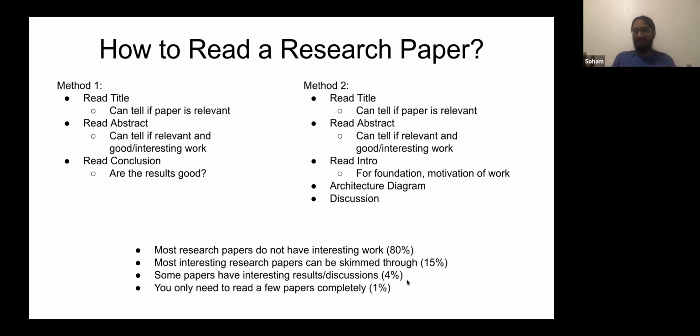Some papers, about 3-4% of papers, will have really good results or discussions. So you might want to read that part. And there will be very few papers that you will want to read completely. Papers like, for instance, like Archana mentioned, the first paper that talked about CNNs. That's something you would want to read completely. Or maybe the paper that talked about self-attention and transformers. That's one you would want to read completely. But that's going to be very, very few papers, right? Okay, so I know I talked a lot.